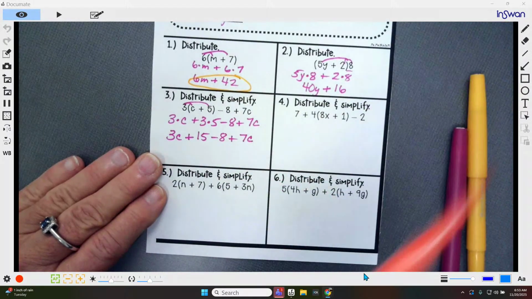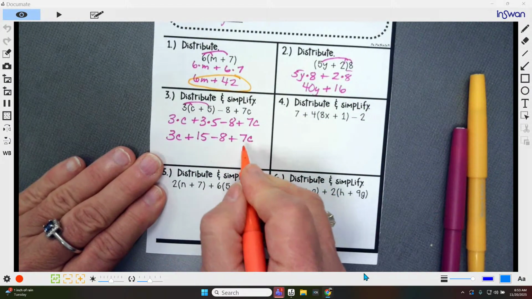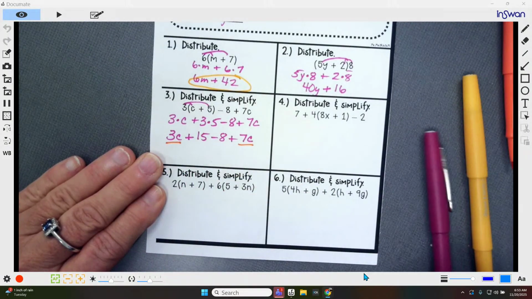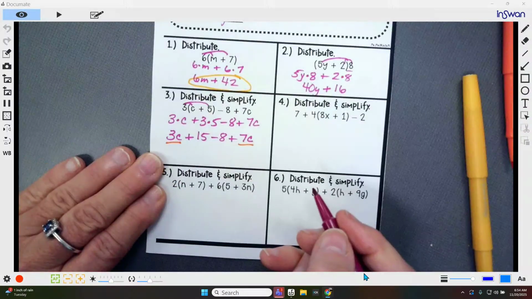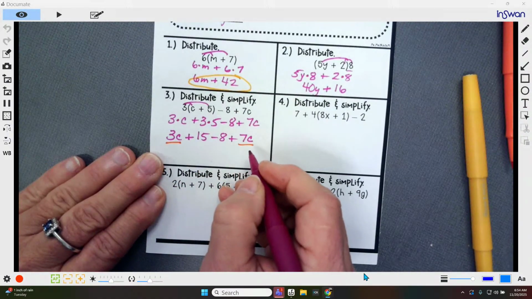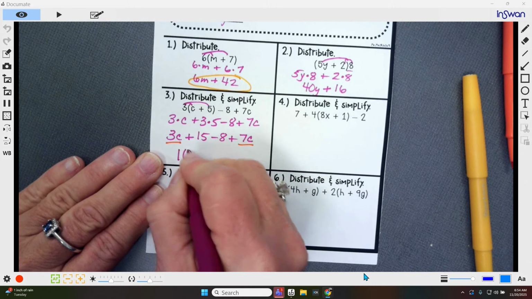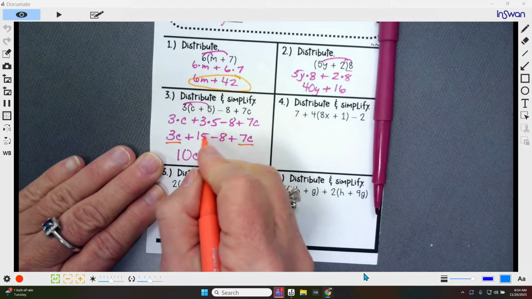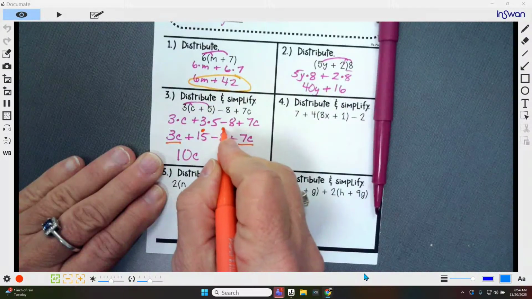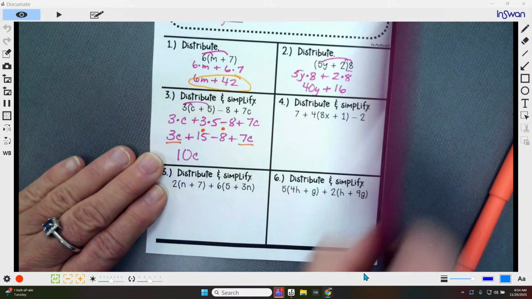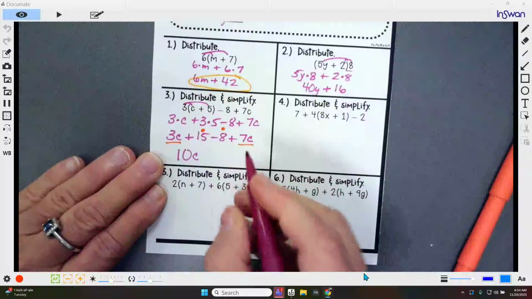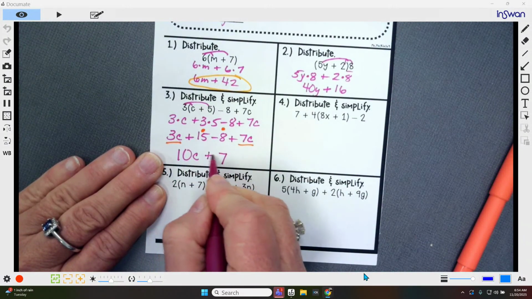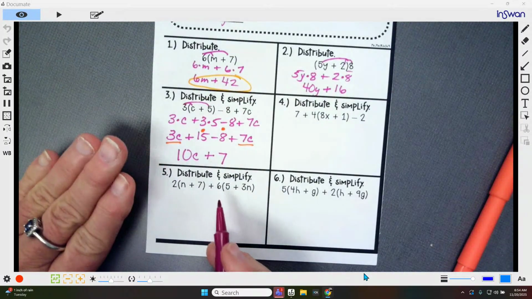So I'm left with 4 terms, and I have a 7c and a 3c that can go together. I'm going to combine those because all the c's go together. So 3c plus 7c is going to be 10c, and then I have the 15 and the 8. These are both constants. They can be combined, and 15 minus 8 is 7, and I'm going to keep the sign. So it's going to be 10c plus 7.